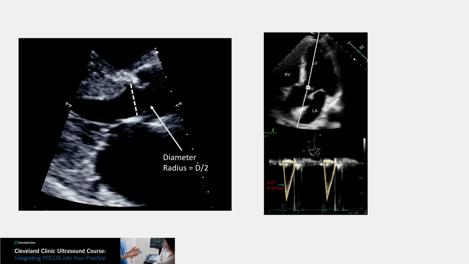In the apical 5-chamber view, we use pulse wave Doppler right at the same point that we have gotten the LVOT cross-sectional area. How do I know I got a good trace? The trace will be empty inside and has a white lining on the outside, suggesting that we got a good envelope of the LVOT trace, and we measure the area under the curve, giving us the LVOT velocity time integral.